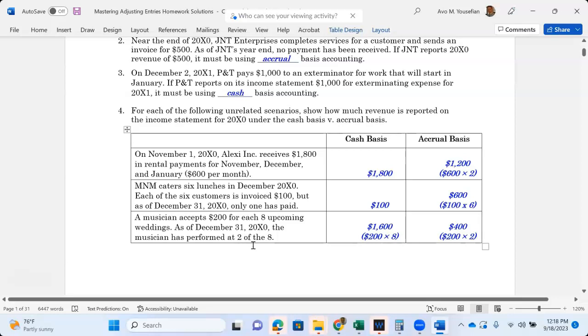So under accrual basis, you have only 2 events that have been earned, and that is your revenue, right? Just $400. But under a cash basis, again, God bless America, you got cash, you say I have revenue, and you put that in your income statement, that you have revenue of $1,600.